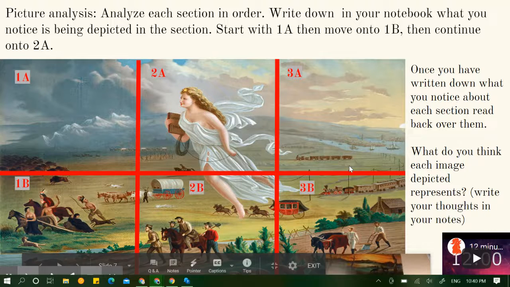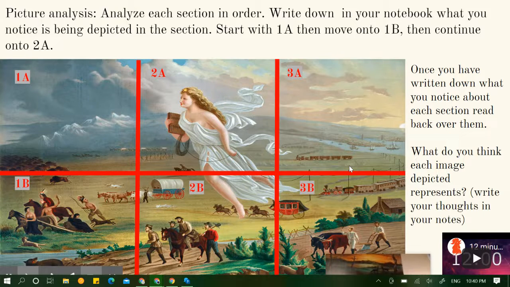Once you have all those written down, read back over what you've written for each section. Then, what do you think each image depicted represents? In 1A, we have some mountains. What do you think that represents? That's probably a little more straightforward, right? It probably represents the mountains in the west, the Rocky Mountains, and heading out that direction. Keep going, and so on. Obviously, the big lady in the center will be the one that... Do you really think there was a floating lady? Probably not. There's probably a meaning behind the floating lady.